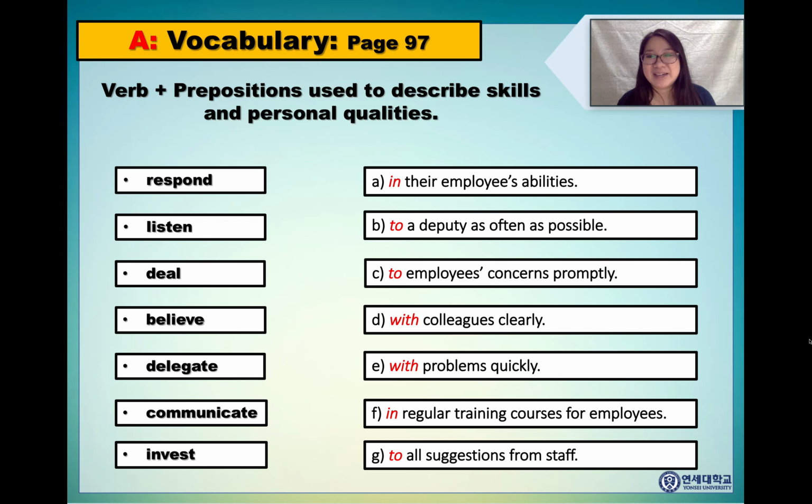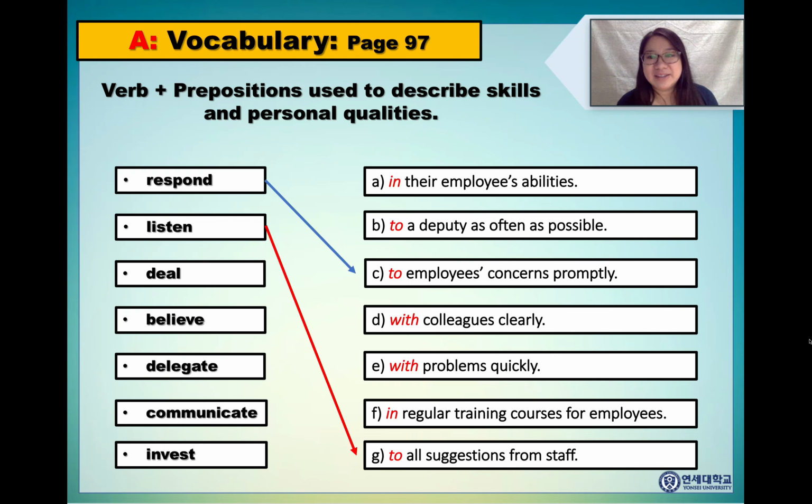Okay, welcome back. Let's check our answers. Number 1, we respond to employees' concerns promptly. If you're a good manager, you tackle the situation right away. You don't let the problem get worse. Number 2, we listen to all suggestions from staff. You don't have to follow every suggestion, but you should at least listen to them.